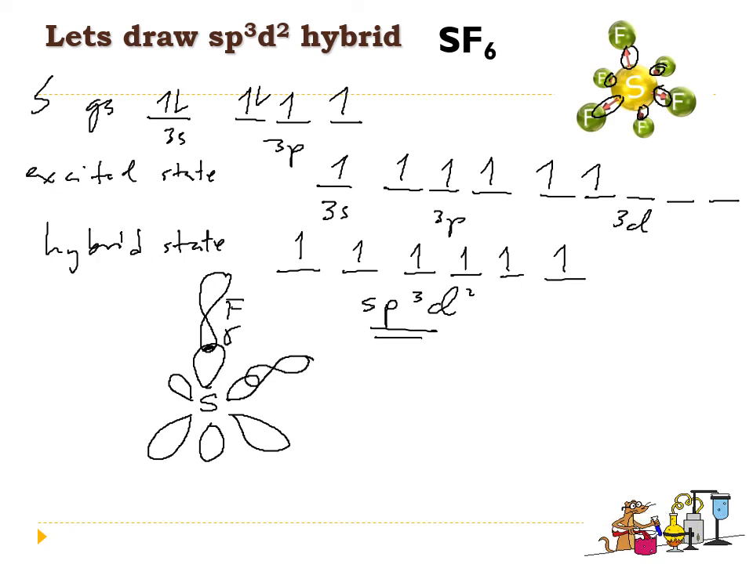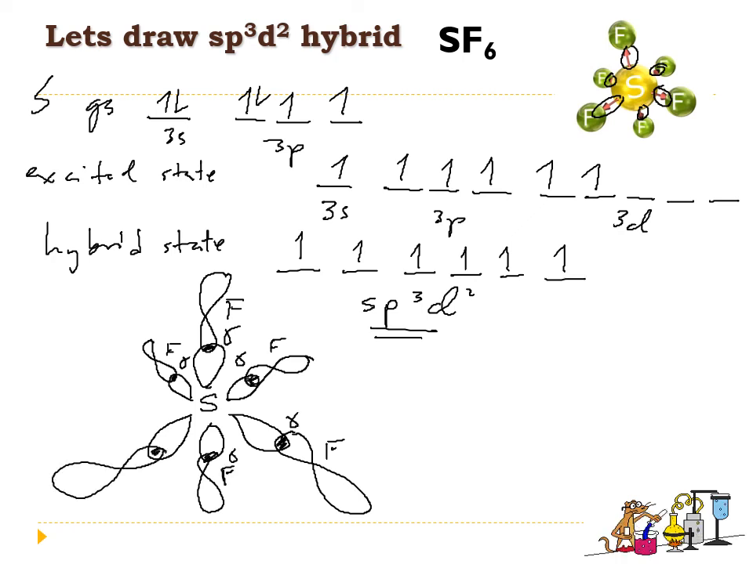This one is a bit smaller because this is the dotted line. This one is even smaller, the dotted line. And this one is slightly bigger because it is the wedge line. This one is normal. Okay. And then finally this should be big because it is the wedge line. Alright. So this is the octahedral shape of SF6 having hybridization sp3d2.